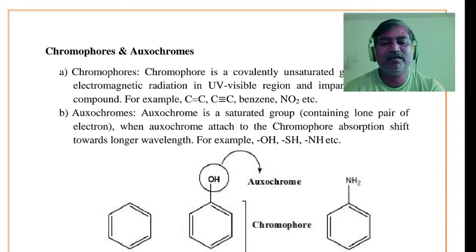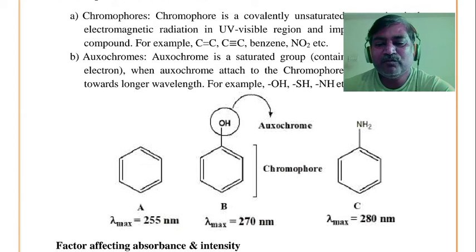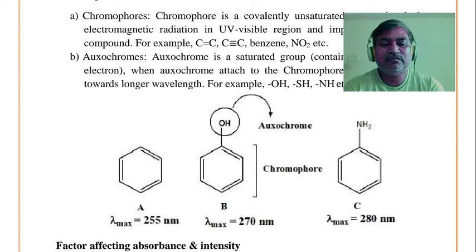What are the examples of auxochrome? OH group, SH group, methyl group, NH2 group. All these are groups which, whenever attached to chromophores, automatically shift the lambda max value towards higher wavelength. See the difference? In this slide, three structures are shown. Benzene has a lambda max value of 255 nanometer, containing only the chromophore.